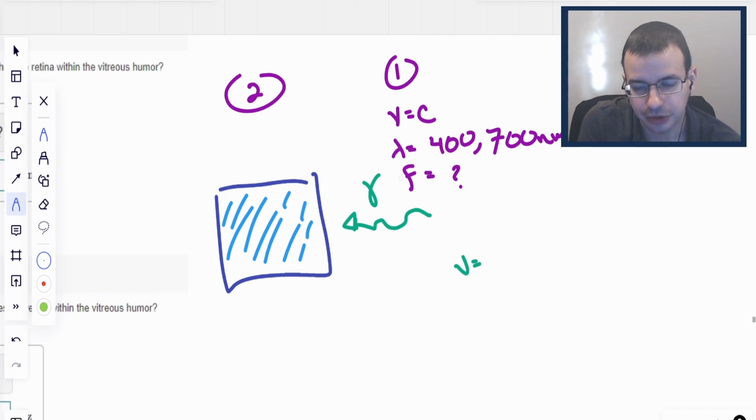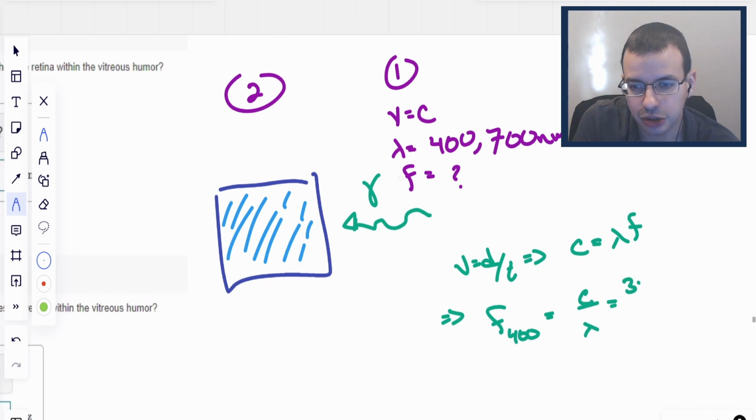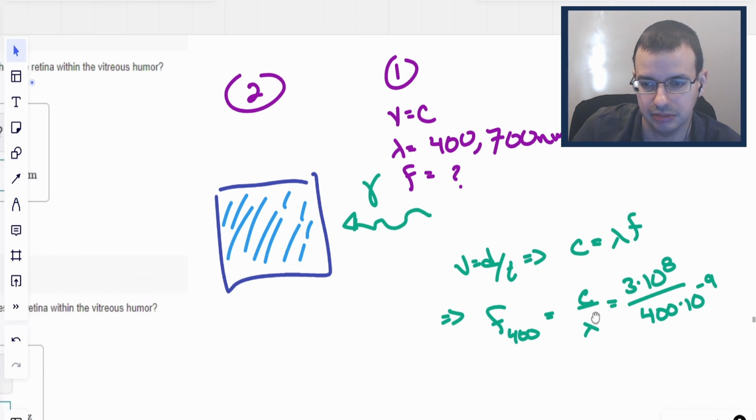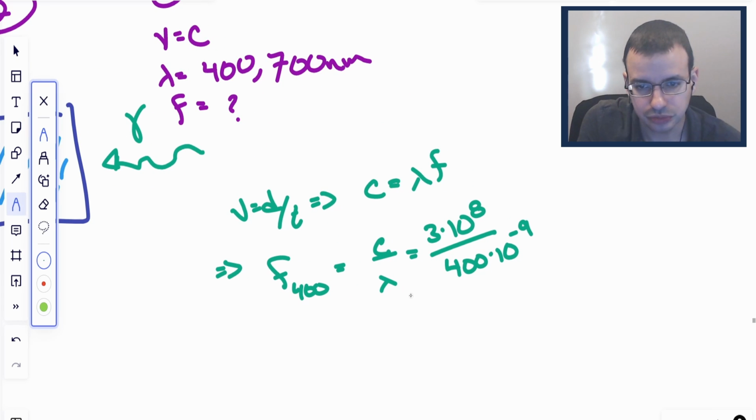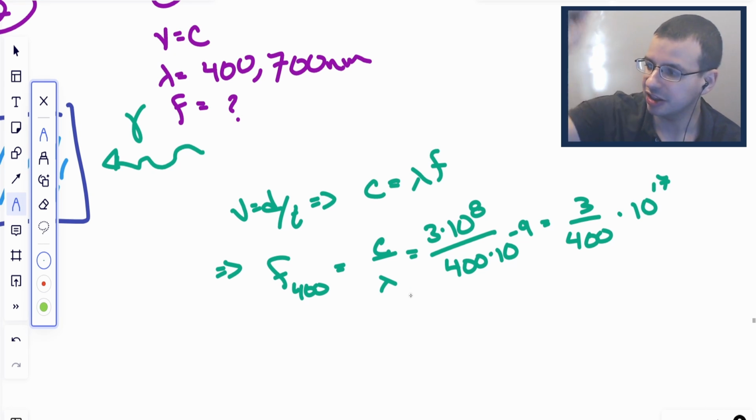Velocity equals distance divided by time. This is my mnemonic for c equals wavelength times frequency. Therefore, frequency at 400 nanometers is equal to the speed of light over wavelength, which is 3 times 10 to the 8th, more or less, divided by 400 times 10 to the negative 9th, which is equal to 3 divided by 400 times 10 to the 17th. I just moved the 10 to the negative 9th up top.